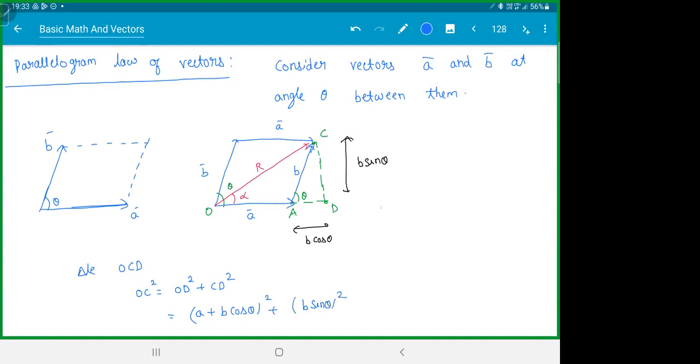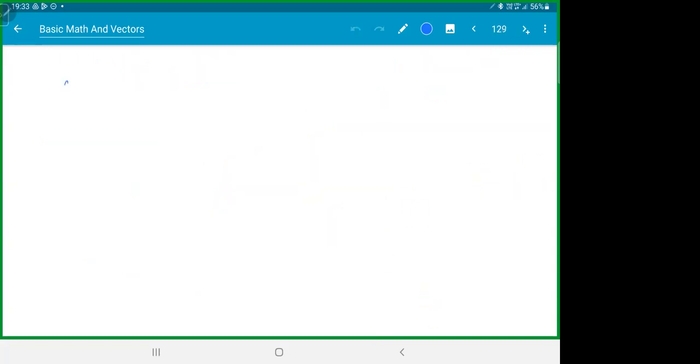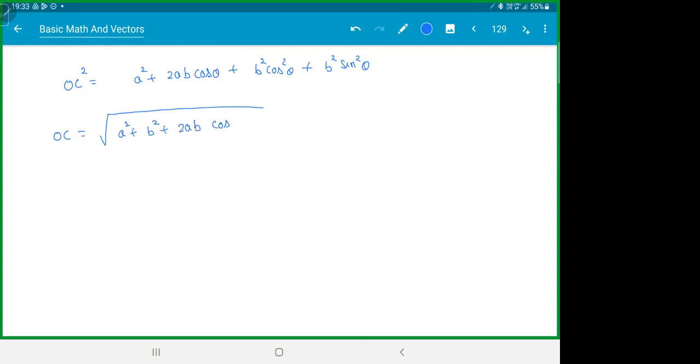Expand this. We end up with OC is equal to root over A square plus B square sin square theta plus 2B square cos square theta plus 2AB. I'll do it in the next page better. We get OC square will be A square plus 2AB cos theta plus B square cos square theta plus B square sin square theta. So we get OC will be root over, cos square plus sin square becomes 1, A square plus B square plus 2AB cos theta.